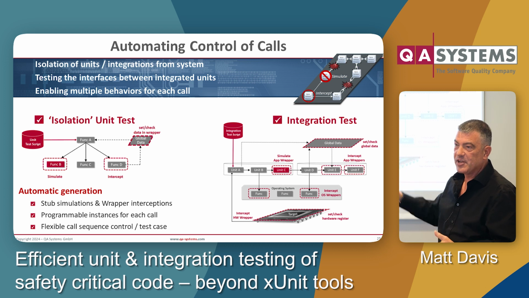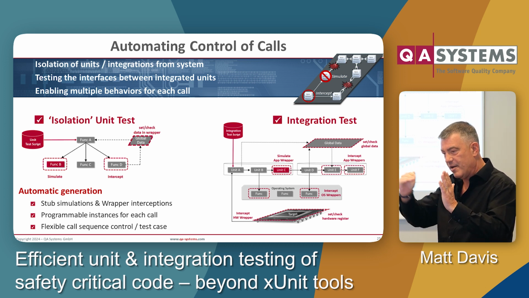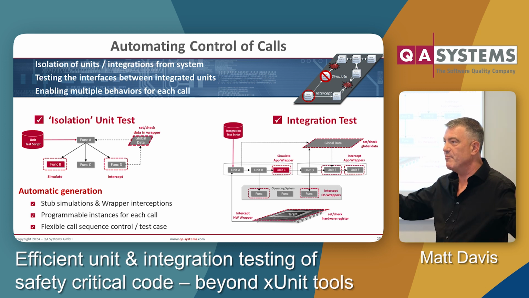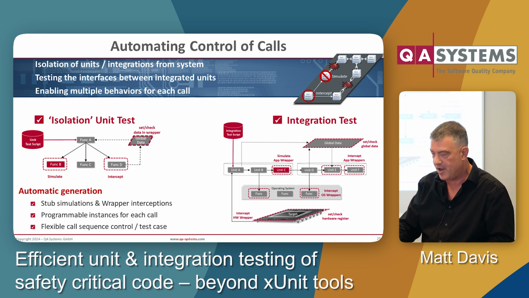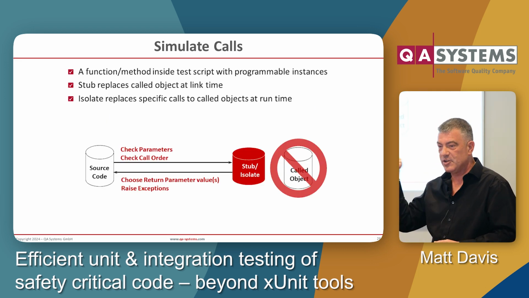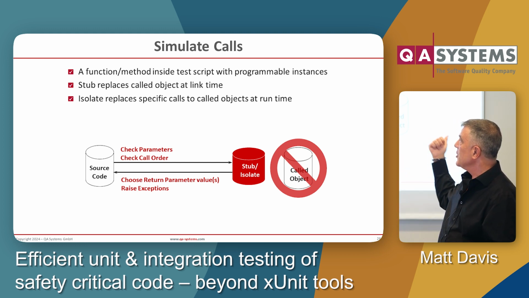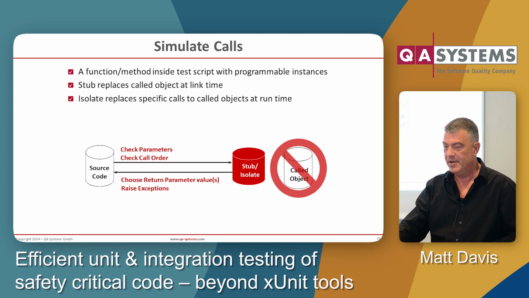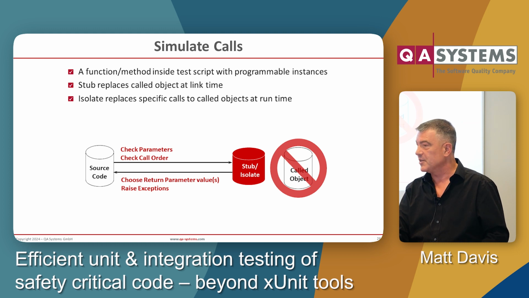You can have very flexible call sequences. You can have one per test case. You can have multiple interleaved parallel call sequences. It's very complex and powerful. This is a nice, simple way of just showing it. When I simulate, I have a stub, and it replaces the object at link time.